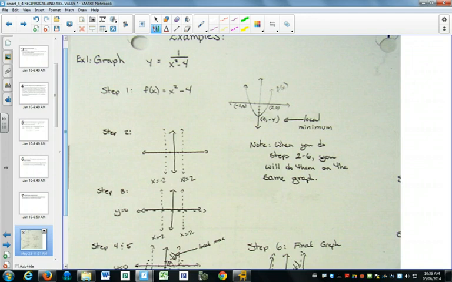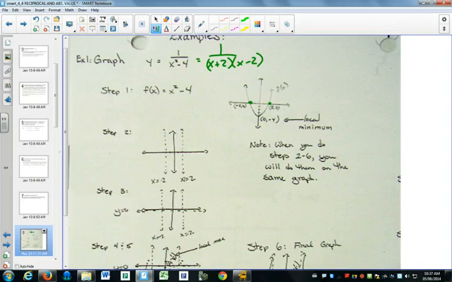If you factor this, you can see that minus 2 and 2 are the x-intercepts, because this is the same as 1 over (x plus 2)(x minus 2). So the same as in chapter 2, those are non-permissible values that don't cancel out. You would draw asymptotes for them.